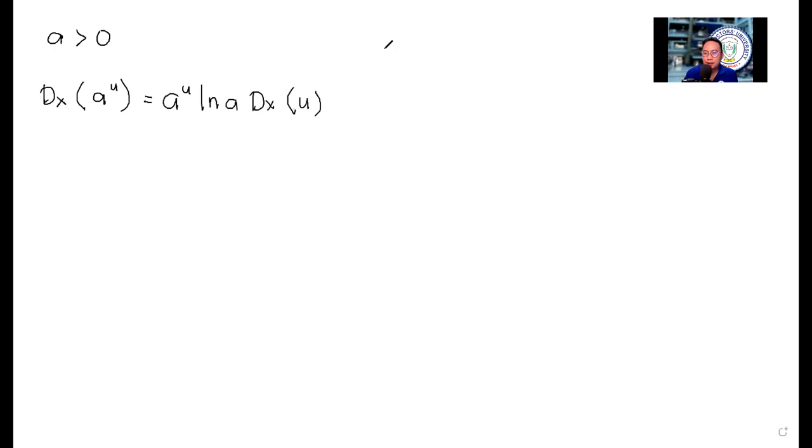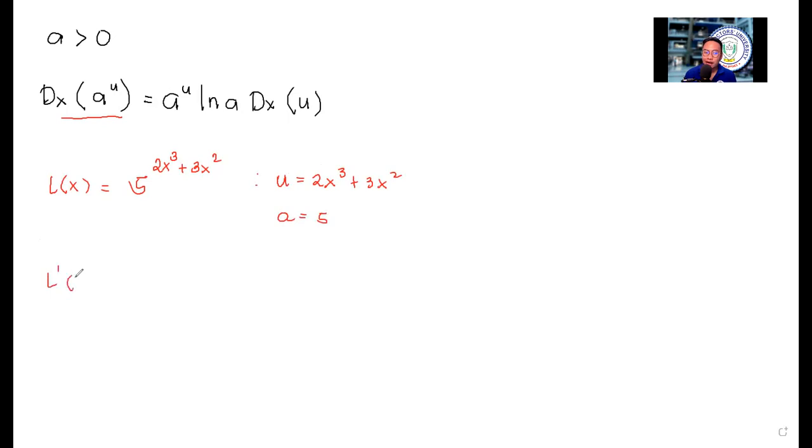So let's have an example. Let L of x equal 5 raised to the power of 2x cubed plus 3x squared. This is an example of this expression here because a is greater than 0 and it satisfies the condition, and your u is not a constant term. Our u here is clearly 2x cubed plus 3x squared, and our a here is equal to 5.